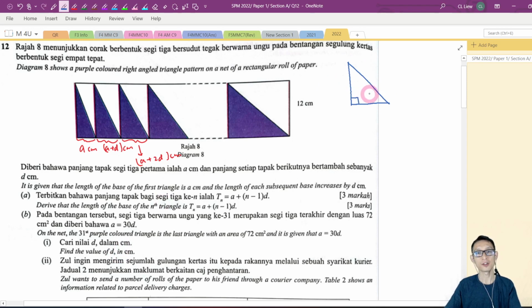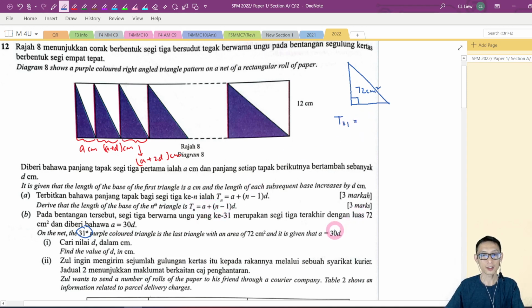Let's say this is the last right-angled triangle with an area of 72 square centimeters. Given by the question, the 31st is the last one, so T31 is the last one. It's the base length of the last triangle. How do we find T31? Just use the formula that we derived just now.